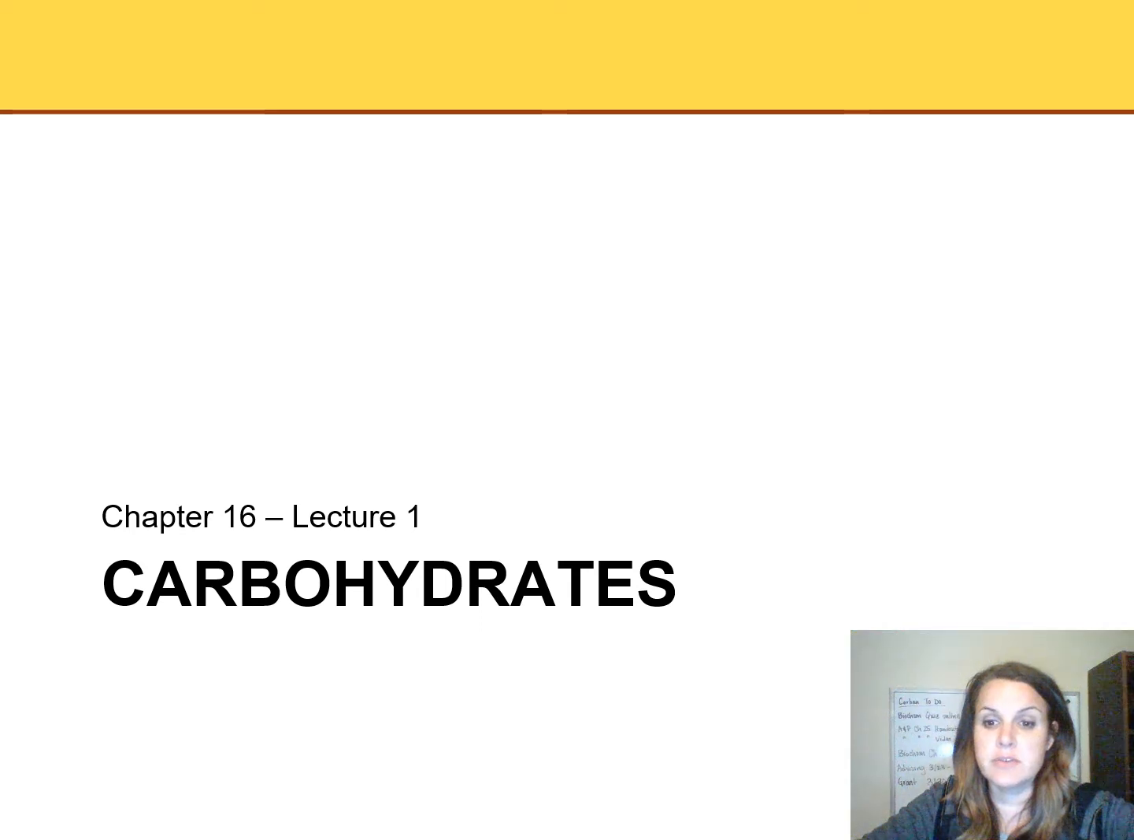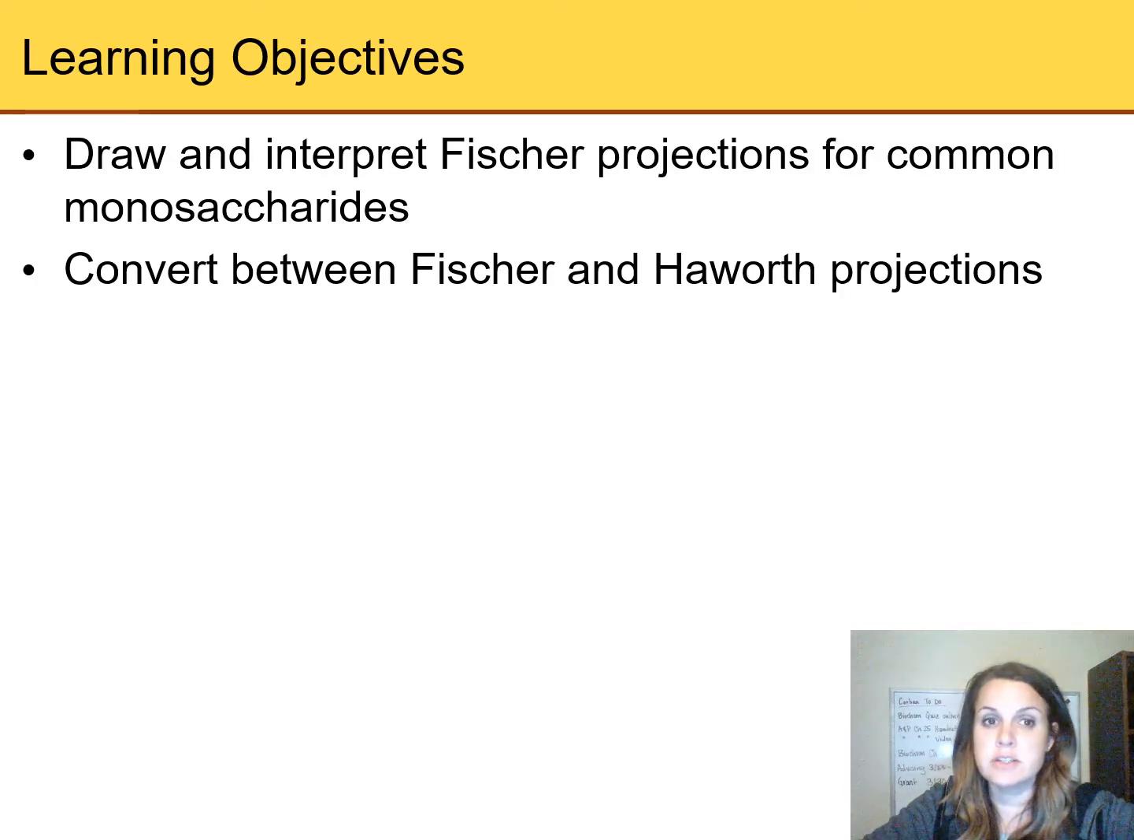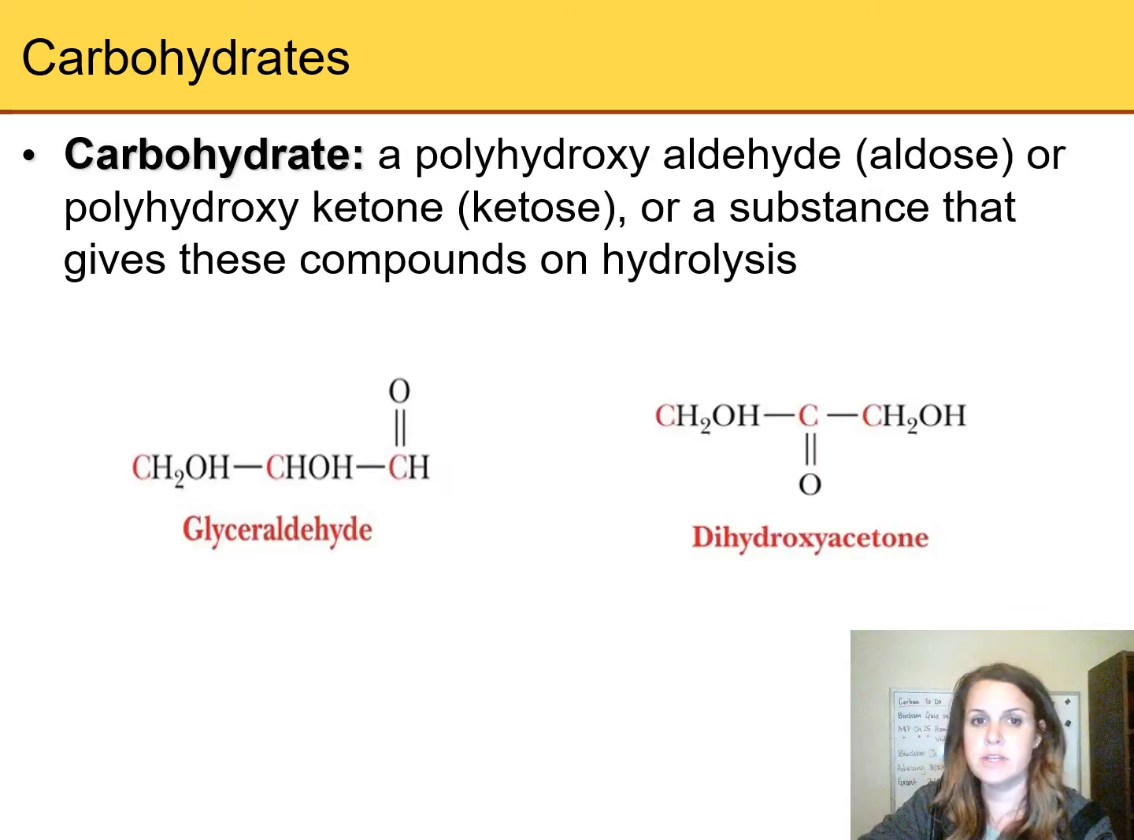Today we're going to be covering the first part of chapter 16, and it's going to talk about carbohydrates, and we're going to learn how to do Fischer projections and Haworth projections. This might be new for some of you, so feel free to pause the video as you go along. So my objectives for this chapter are for you to be able to draw and interpret Fischer projections for some of the common monosaccharides that we'll be discussing, and also to be able to convert between a Fischer and a Haworth projection.